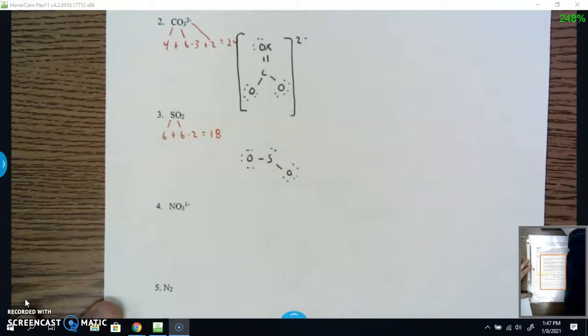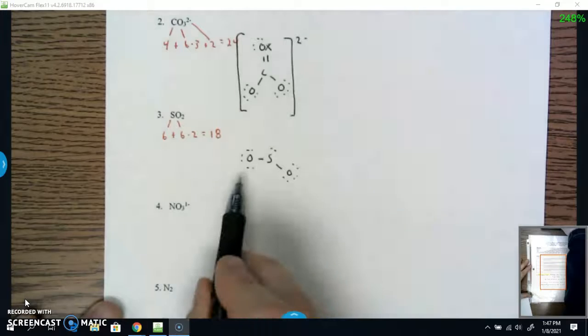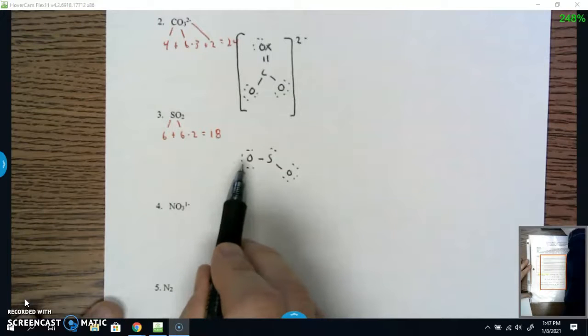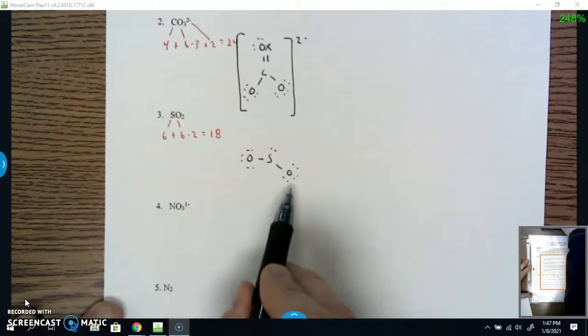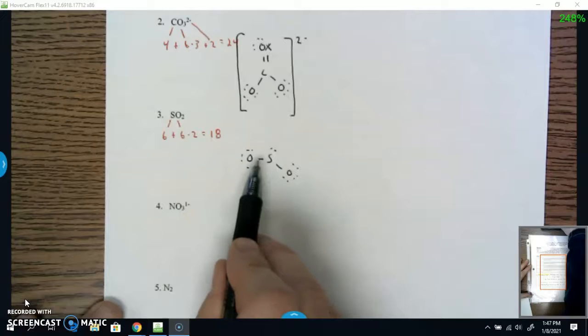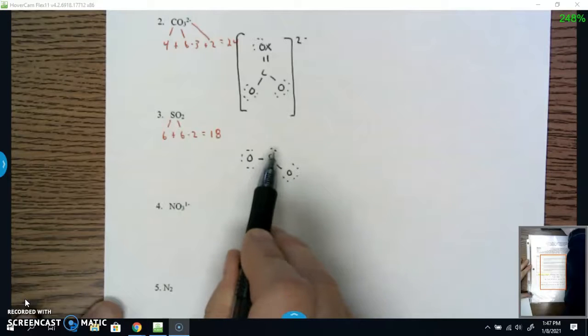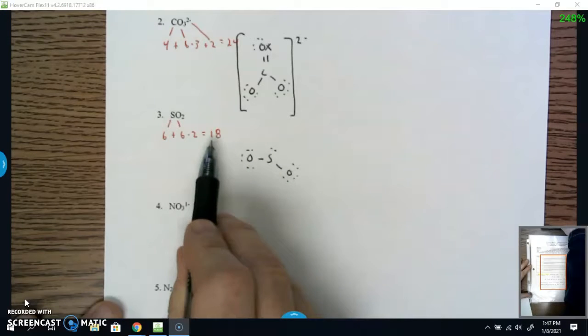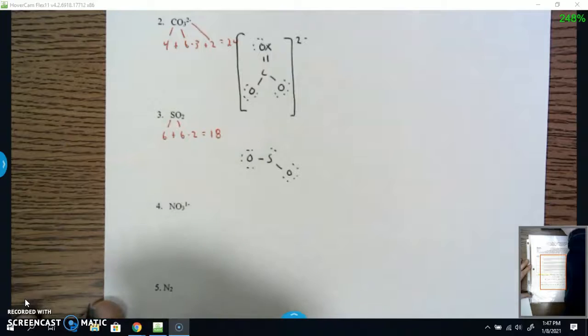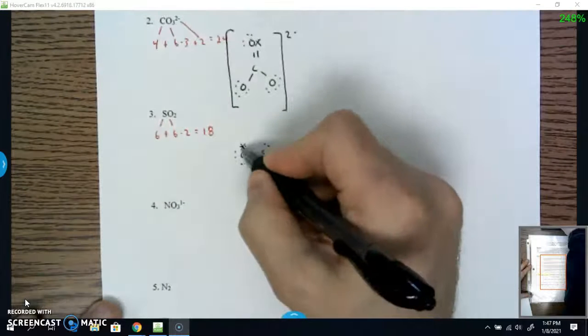Step number 5 asks about the octet rule. Again, pattern recognition. You should spot that this and this is a pattern for 8, but this is a pattern for 6. 2, 4, 6. So what do we do when we've used all of our electrons, but something isn't following the octet rule? We cross out and share.